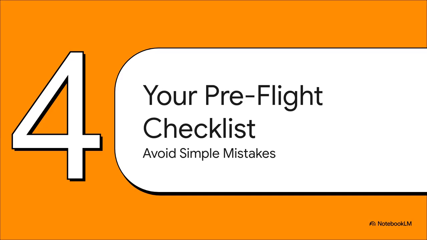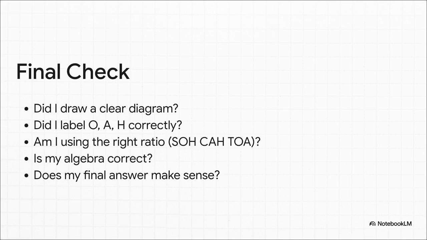All right, let's wrap this all up. I want to give you a quick mental checklist. Think of this as something you run through for every single trigonometry problem you solve. It's designed to help you catch those silly mistakes before they happen. Just ask yourself these 5 simple questions.